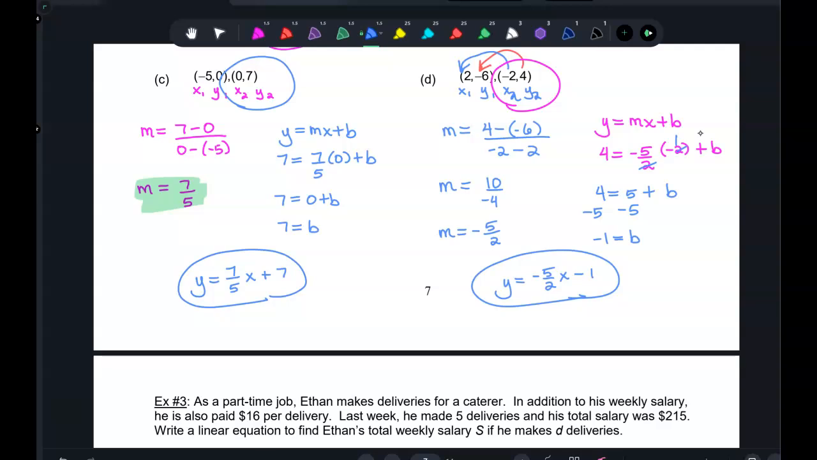That's it? Alright, let's get the homework. Wait, what? Homework. I thought it was fun. It is. 4 minus negative 6. Negative 2 minus 2.